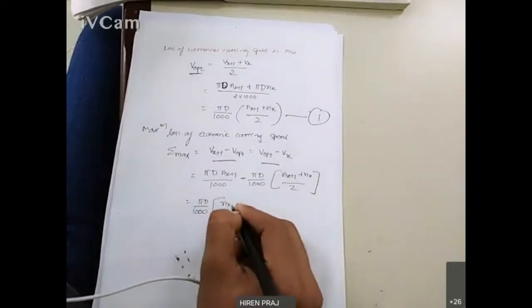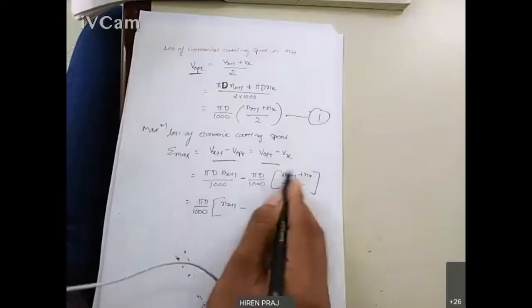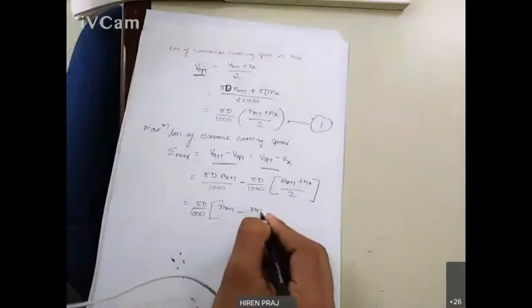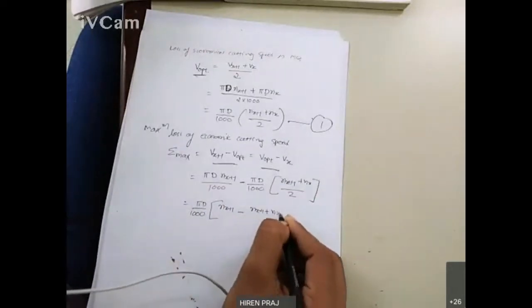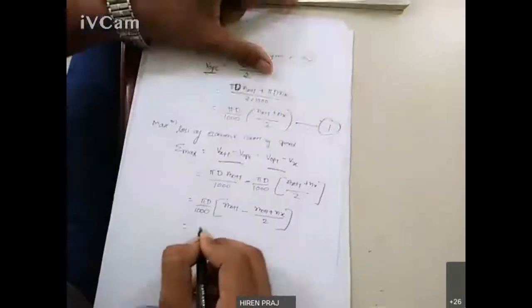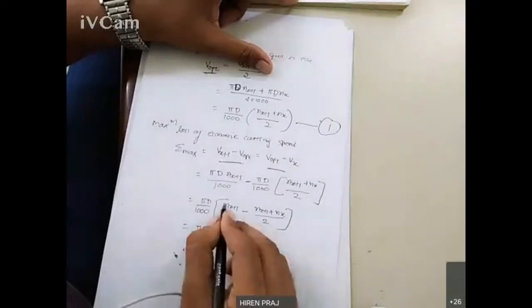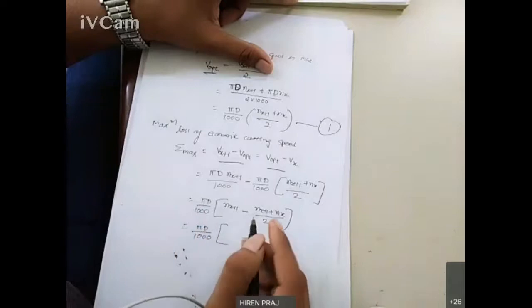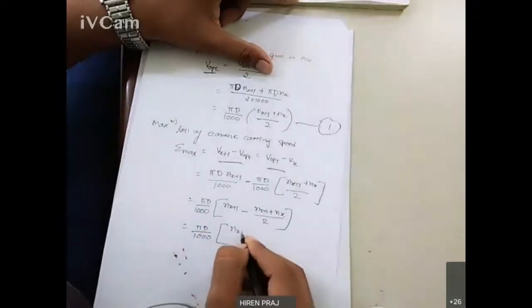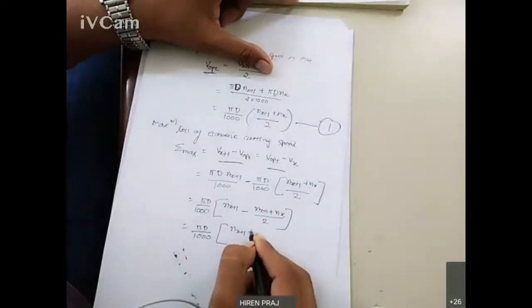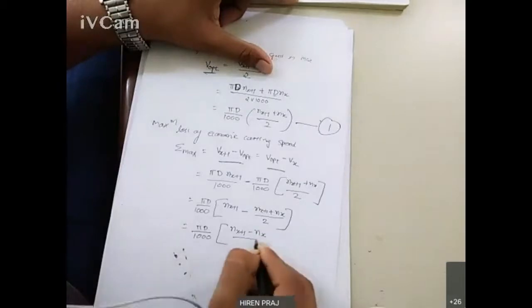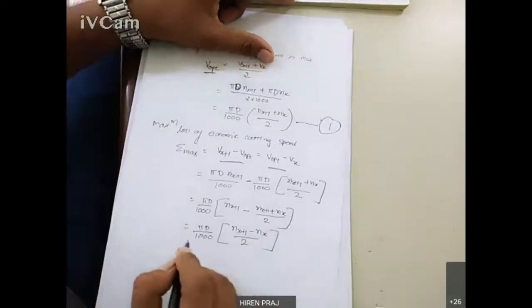So we get here nx plus 1 minus this term as it is. It's nx plus 1 plus nx by 2. If you do simplification of this, then we get pi d by 1000. This 2 comes upstairs, then 2 nx plus 1 minus nx plus 1. So finally we get here nx plus 1 minus nx by 2, right?